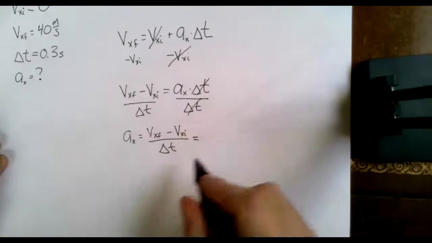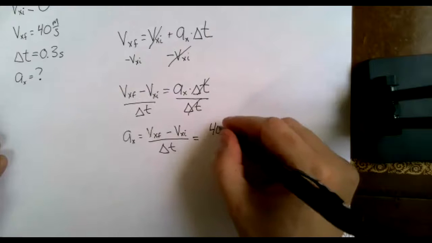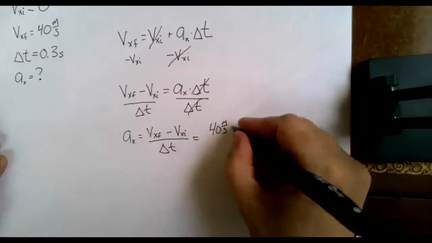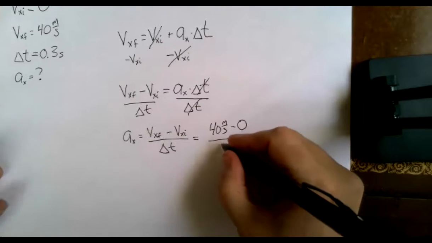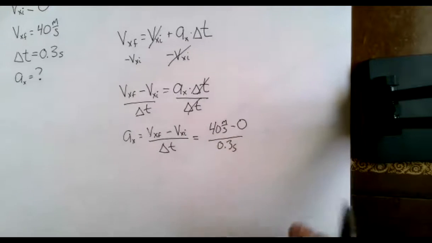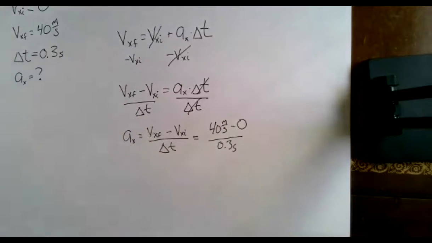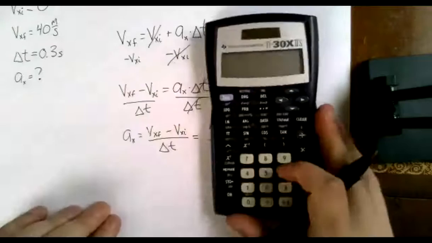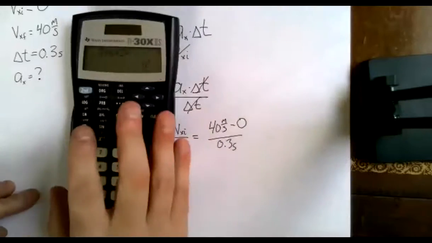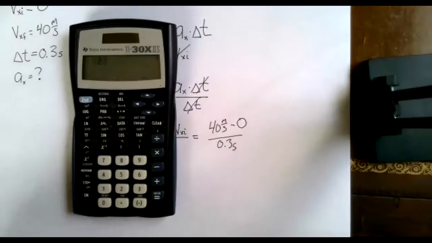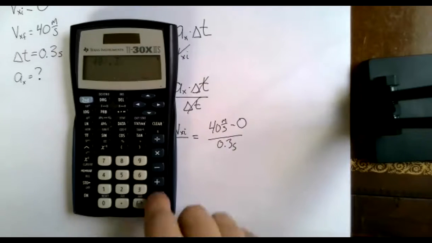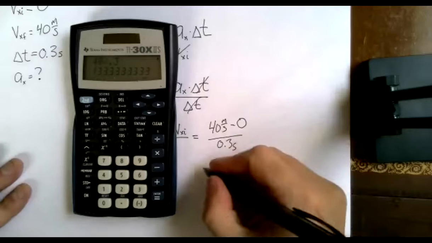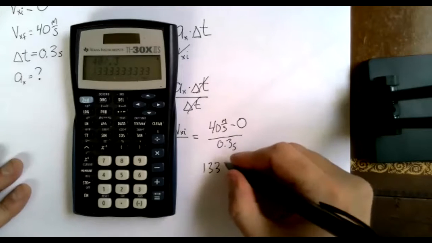Now we can plug in our numbers, right? Our final velocity was 40 meters per second. Our initial velocity was 0. And then we divide that by 0.3 seconds. All right. So that's 40. I'm not going to bother doing minus 0. That doesn't do anything. Divided by 0.3 gives us 133.3, around that.